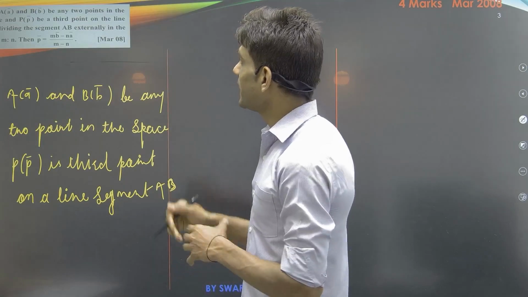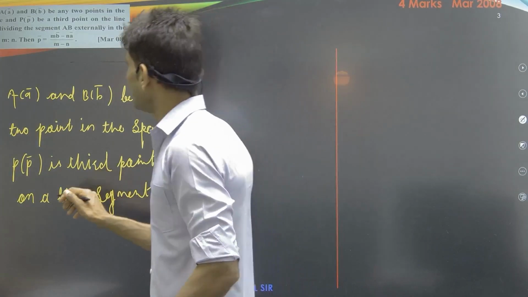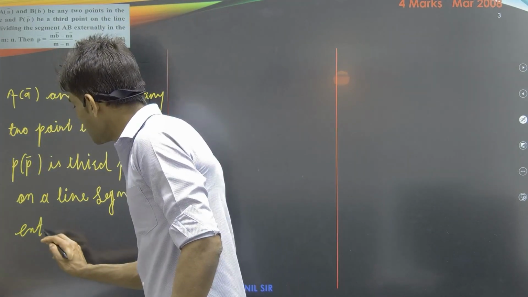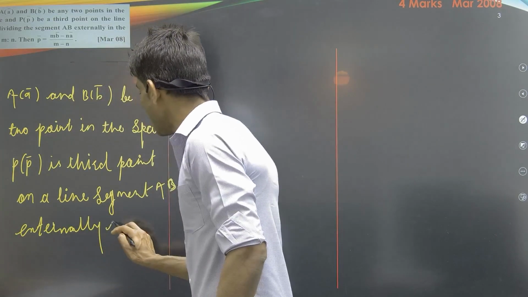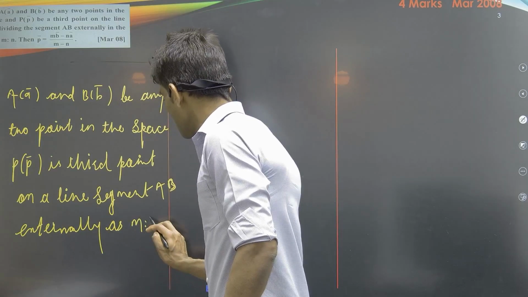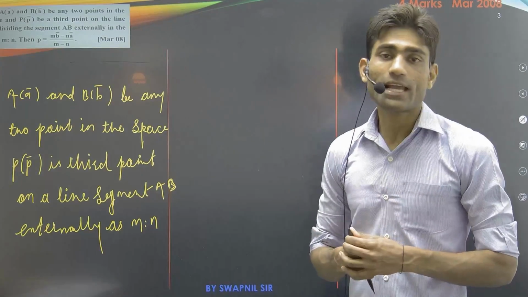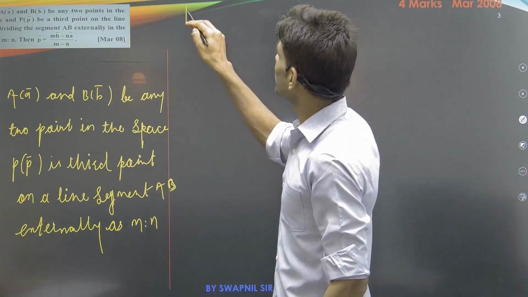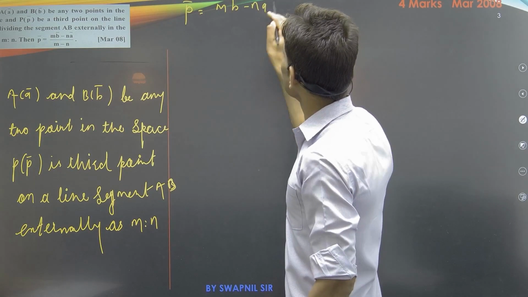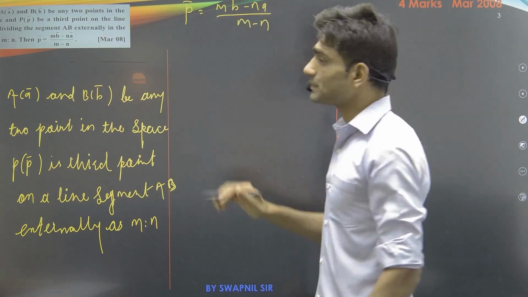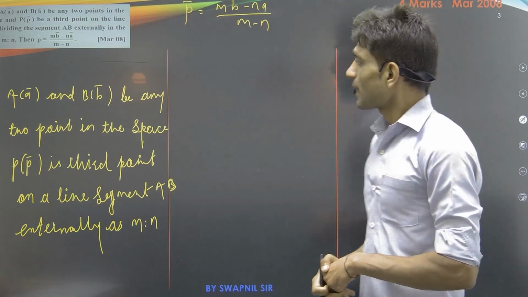It divides line segment AB, but how? In the form of external division, externally as m is to n. And what we have to prove here is P bar equals m times B bar minus n times A bar upon m minus n. This is the condition that we have to prove in our statement. Now let's go for the proof.